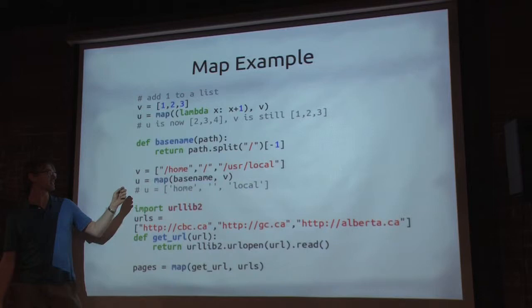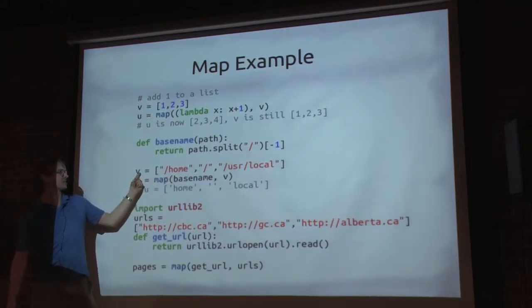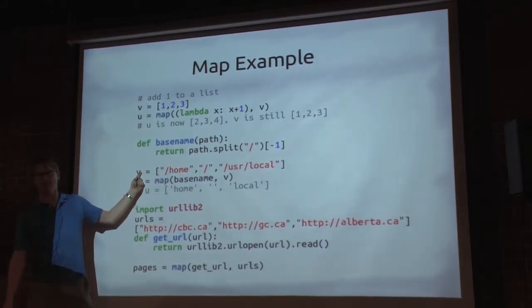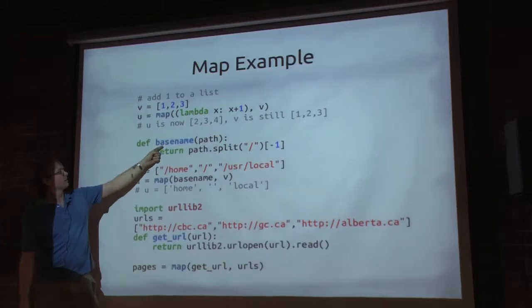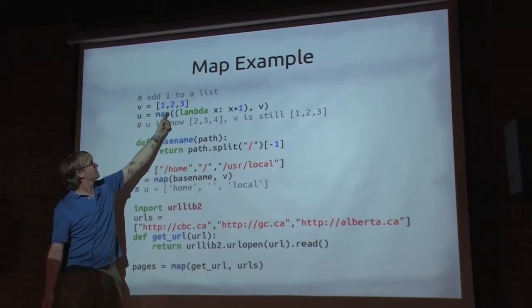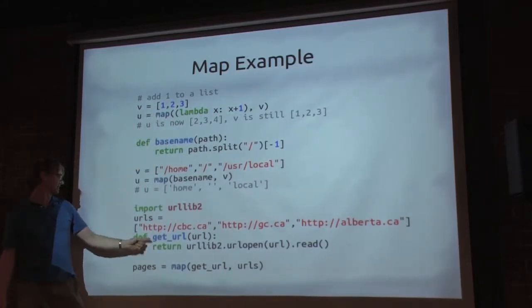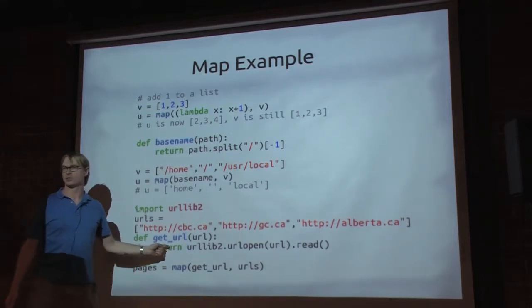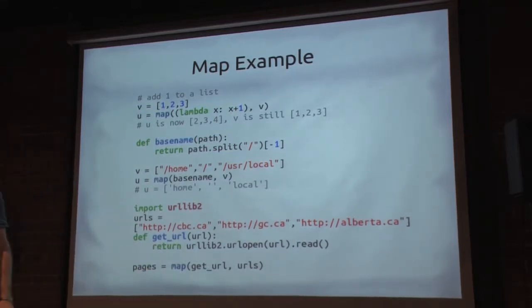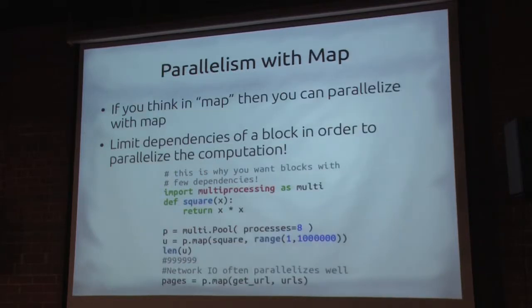The neat thing about this is base_name doesn't depend on v. base_name doesn't know about v. In this case, the lambda doesn't know about v either, and in this case, get_url doesn't know about the URLs. There's no dependency there, but each element will be passed in separately. So these blocks are unaware, they're not dependent.